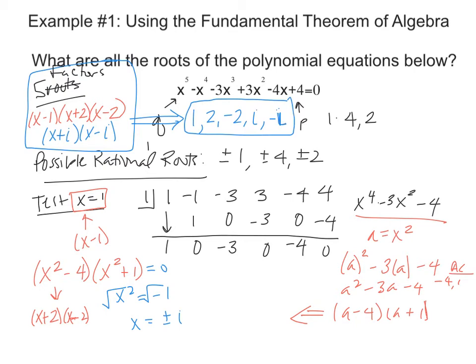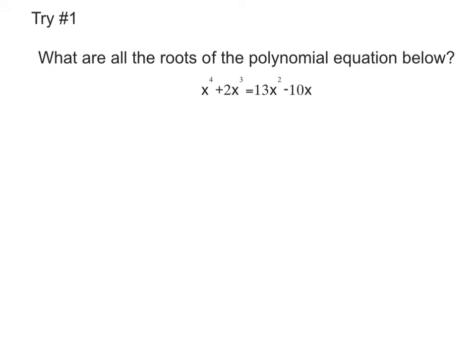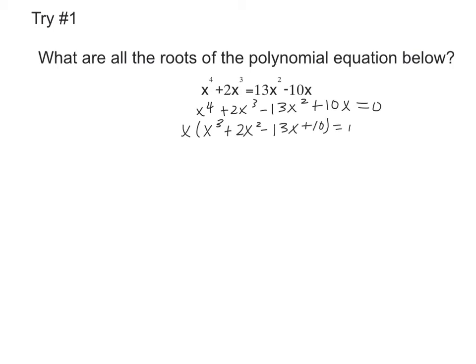Okay, let's do this again on the next screen. All right, so it says, what are all the roots of the polynomial equation below? Okay, so to do that, we need to put everything in standard form first. So that would be x to the 4th plus 2x cubed minus 13x squared plus 10x equal to 0. Okay, in order to deal with this problem, we do have a greatest common factor, so we want to take out our greatest common factor, which is x. And so then we're left with x cubed plus 2x squared minus 13x plus 10 equal to 0.